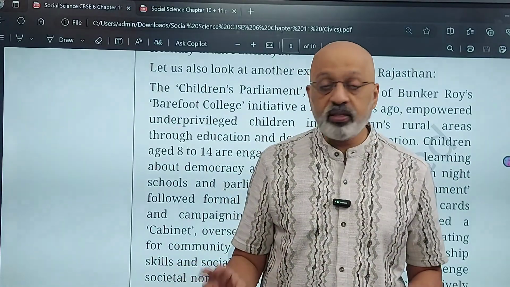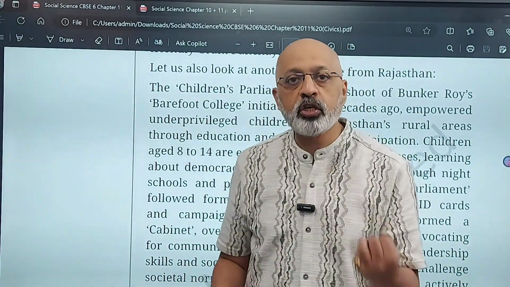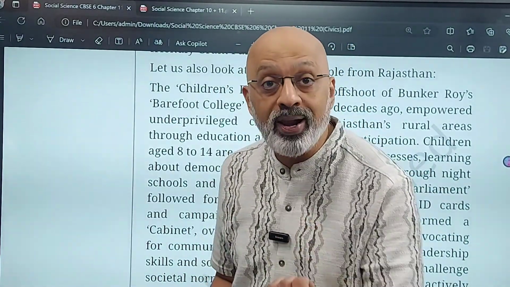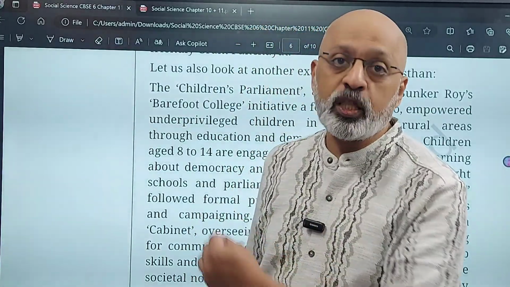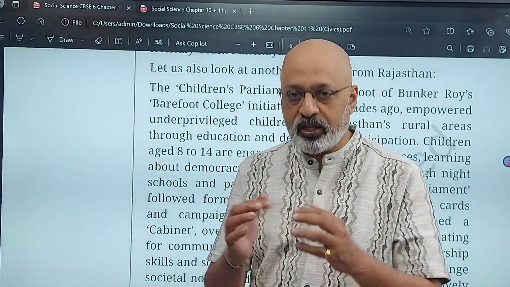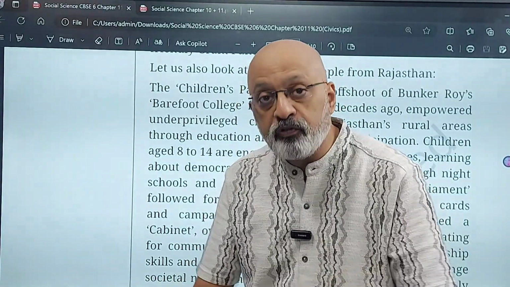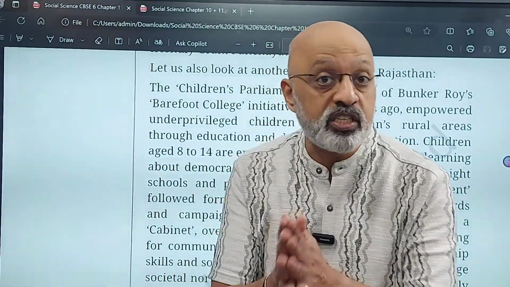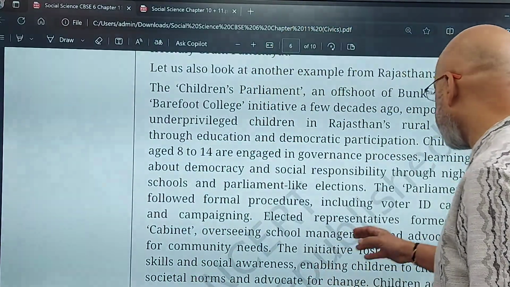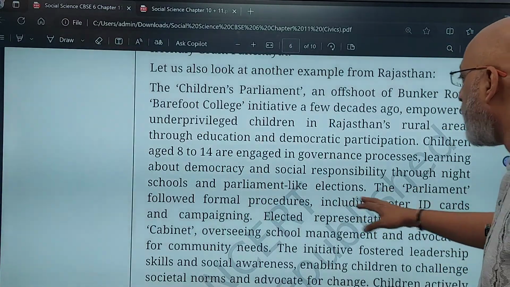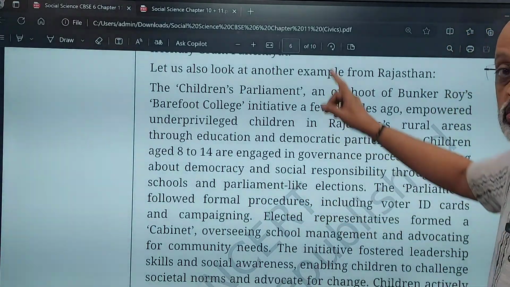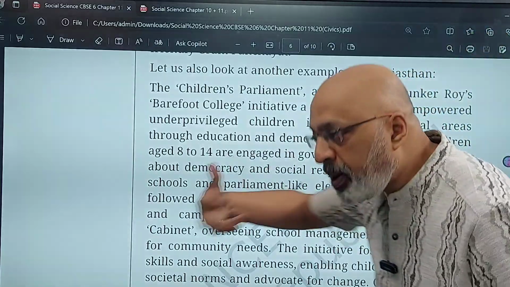That 3 members are there standing for election, so all the children of the village vote in order to elect their Bal Panchayat members. Now, it is not the same as Panchayat, but in order to make the children feel that they are also part of the decision-making process. The parliament followed formal procedures, so that's what Bunker Roy did to empower the children.